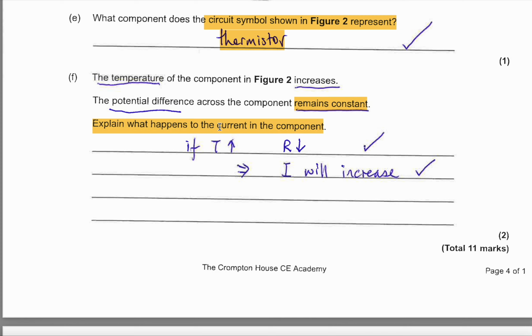And then they want you to explain what happens to the current in the component. Well, if the temperature goes up, you need to know that resistance will go down, as long as you put it in writing that the resistance goes down. I'm just putting it in symbols right now, but you should write it out in full. Then the current will increase as a result. So that's basically what they want you to be able to do, and that's how you get the 2 marks here.